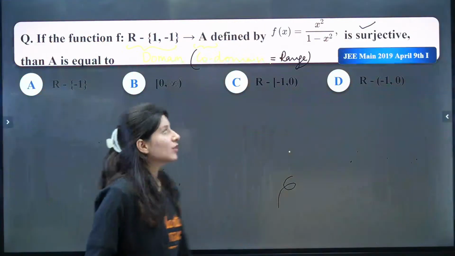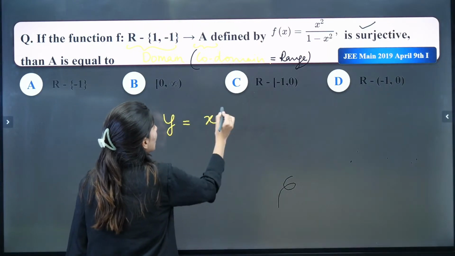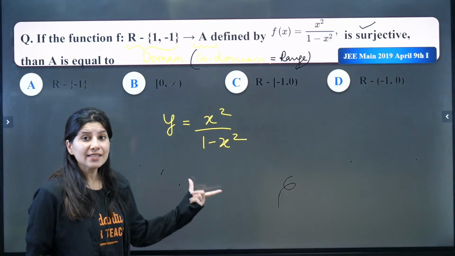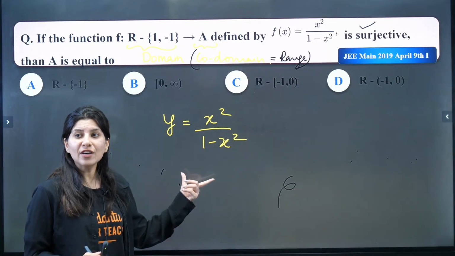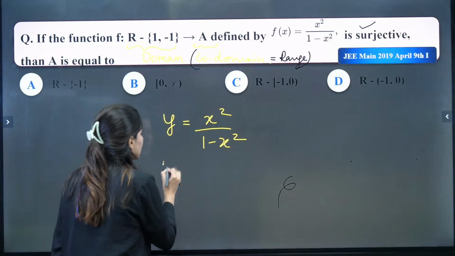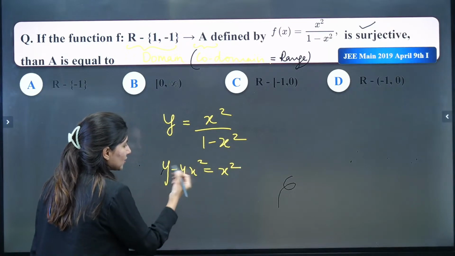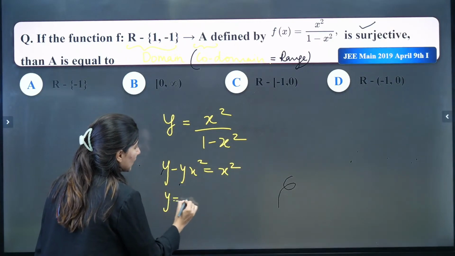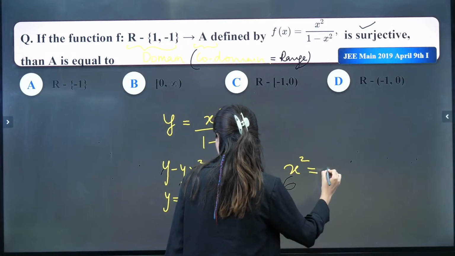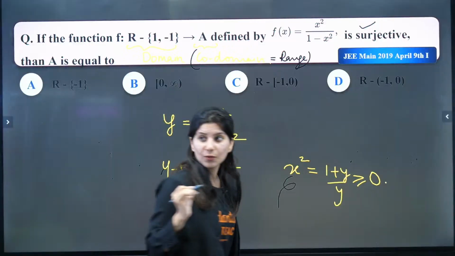Okay. So let us understand the range of this function now. So y is nothing but x square upon 1 minus x square. Right? So how to tackle this? First of all, we need to figure out the value of x square in terms of y. So cross multiply: y minus y x square is equal to x square. So x terms we can keep together: x square times 1 plus y. So x square will be nothing but y upon 1 plus y, which should be greater than or equal to 0.